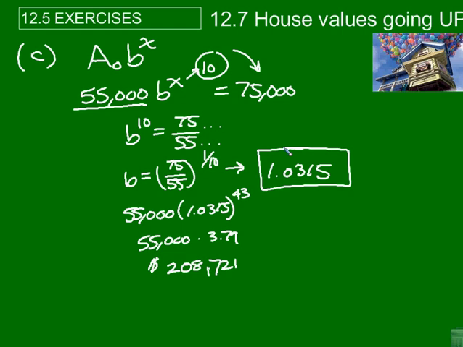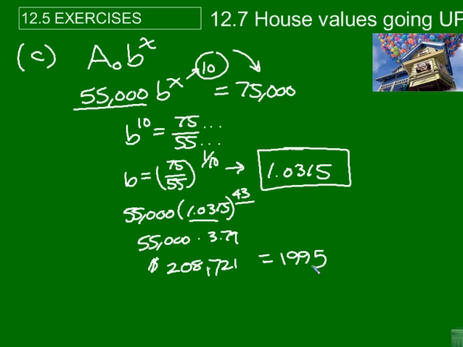Plug it back into the general equation, and now I can solve for the 1995 value, which again is my x of 43. So 55,000 times my base raised to the 43rd power gives me 208,721. So in 1995, I got 208,000 according to this exponential model.